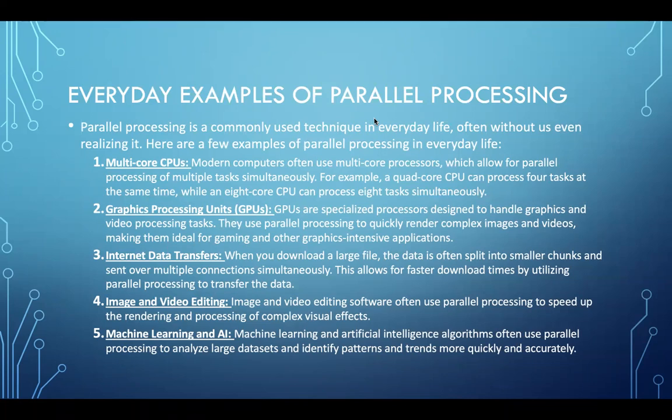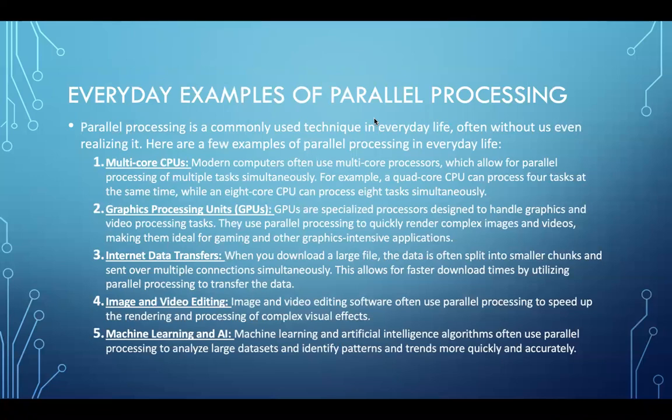Graphics processing units. GPUs are specialized processors designed to handle graphics and video processing tasks. They use parallel processing to quickly render complex images and videos, making them ideal for gaming and other graphics intensive applications. Internet data transfers. When you download a large file, the data is often split into smaller chunks and sent over multiple connections simultaneously. This allows for faster download times by utilizing parallel processing to transfer the data.